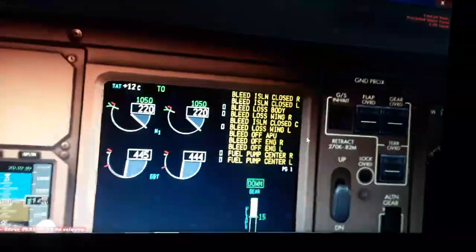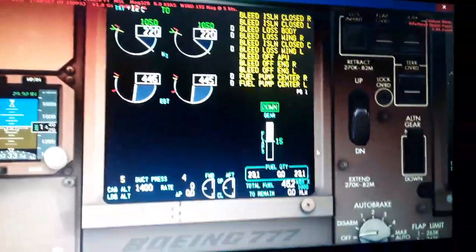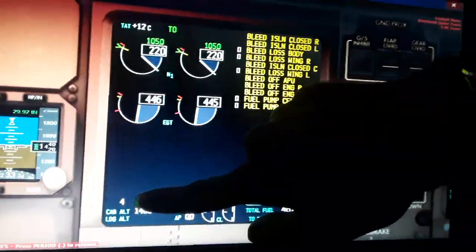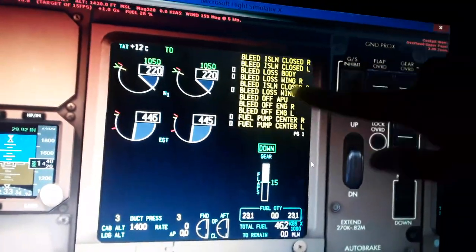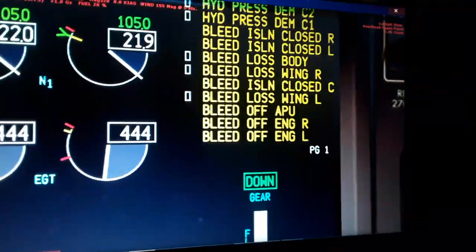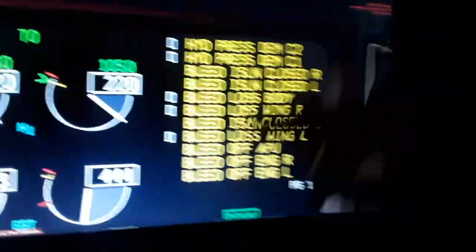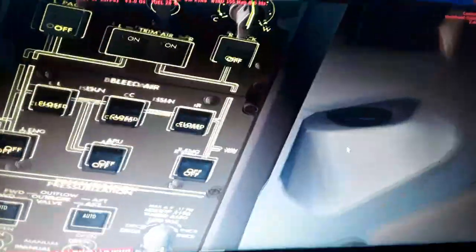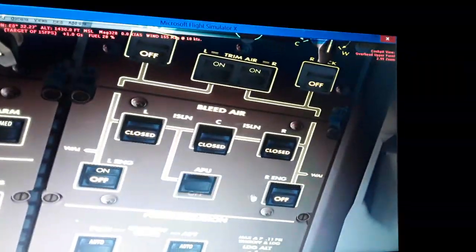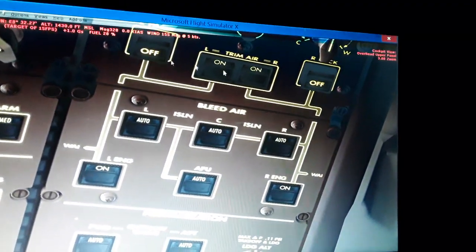If you turn off all the bleeds, you're going to lose some systems, so we won't have the cabin pressurization. Also some hydraulic pressure. You see demand C1 and C2 will lose some flight control. So we cannot start the engines like this. Turn on all the bleed sources. So I will show you the last thing before going into takeoff.